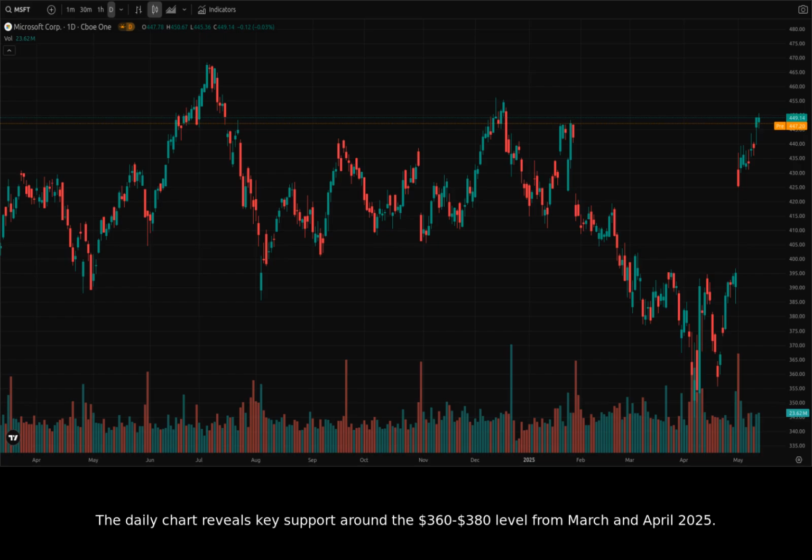The daily chart reveals key support around the $360 to $380 level from March and April 2025. There's resistance near the 468.35 high from July 2024. A break above this level could signal further bullish momentum.